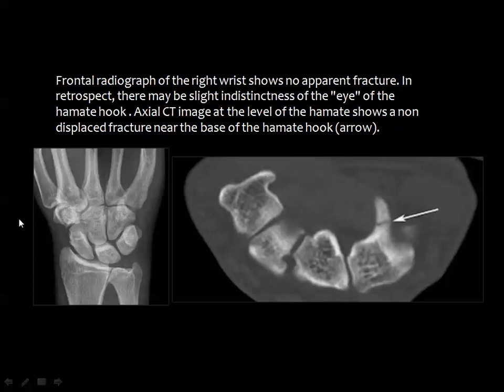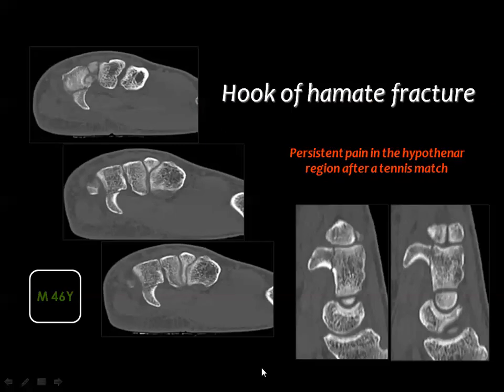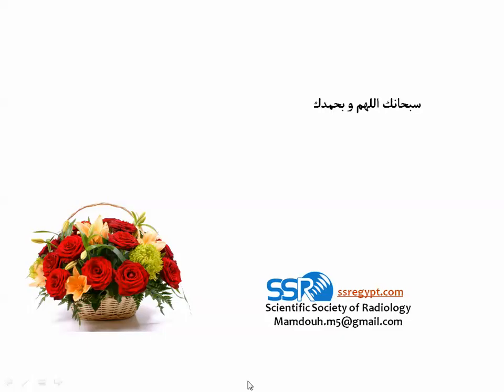In this frontal radiograph, you see that the eye of hamate is not clearly identified, and the CT scan of the same case shows fracture of the hook of the hamate. And this fracture can also be demonstrated by reformatted images. This is the axial image with hook of hamate fracture, and this is the sagittal reformatted image, and they show the non-displaced fracture of the hook of the hamate.